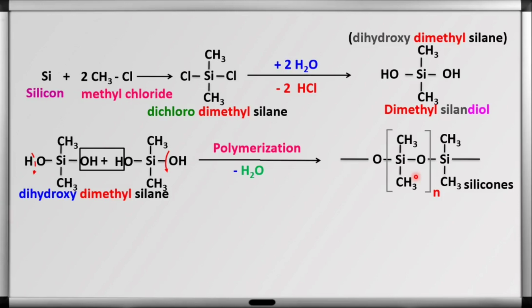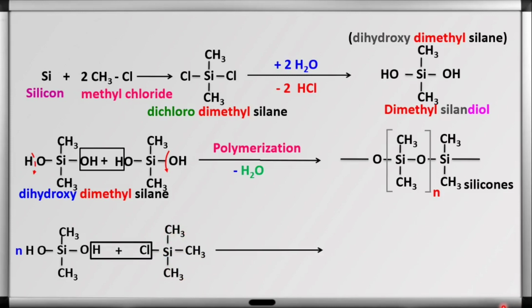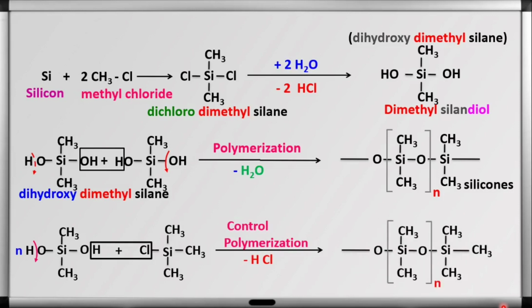With the help of, see here, this is our n number of moles dihydroxy dimethylsilane when reacts with chlorotrimethylsilane. Chlorotrimethylsilane सोबत ज्यावेळेस ते react होईल, and after that we control the polymerization. Okay, म्हणजे polymerization आपण control करू. Here we control the polymerization and we get the silicones. आपल्याला असा silicone मिळेल and we control.